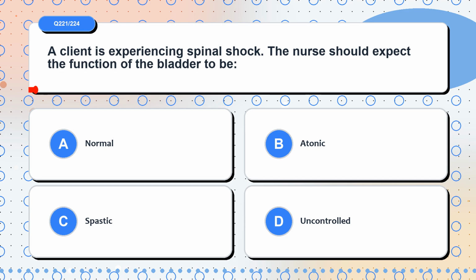Question 221. A client is experiencing spinal shock. The nurse should expect the function of the bladder to be. Here are the options. Option A, normal. Option B, atonic. Option C, spastic. Option D, uncontrolled.